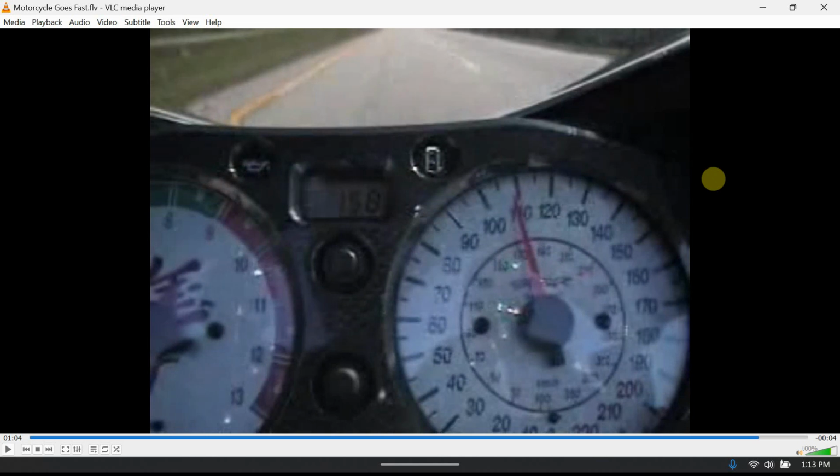How many seconds? Okay, since no one was playing along, everybody get your stopwatch app out, please.